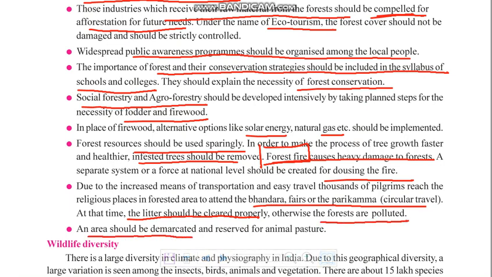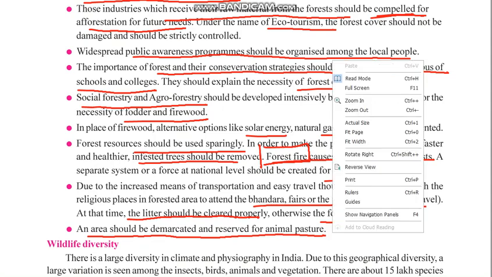An area should be demarcated and reserved for animal pasture. This is very important. Okay, an area should be demarcated so that animals are allowed to graze only to this particular extent, and that will help to protect the forest to a larger extent, because the animals don't know and start grazing in a larger area, destroying the grass, and as there is no grass or clippings on the soil, that will lead to soil erosion and damage to the forest. And that's why the area should be demarcated and reserved for animal pasture.